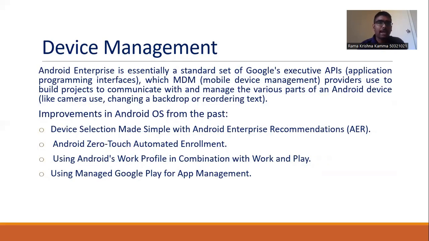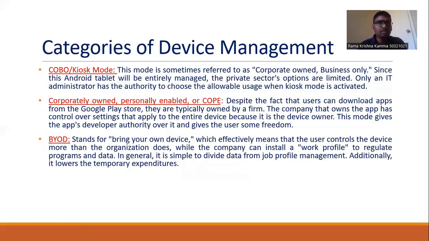So there are improvements in Android from the past, like device selection made simple with Android Enterprise recommendations, Android zero-touch automated enrollment, using Android's work profile in combination with work and play, and using managed Google Play for app management. These are the things that will be done by using the Android operating system so that we can increase our efficiency.